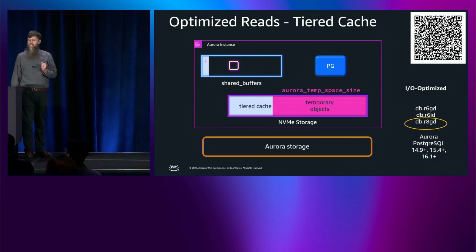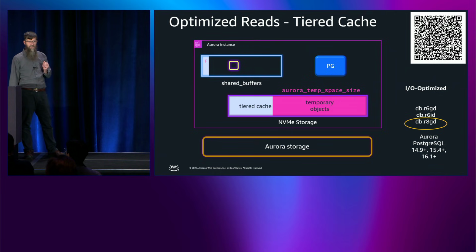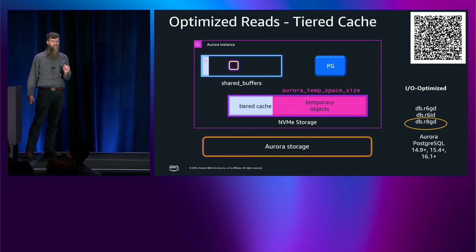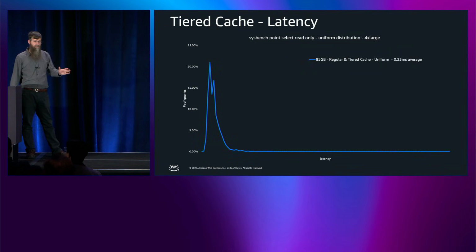So R8GD instance, that's a new one there, and that's the same price as an R6GD, so they're exactly the same price. So you're going to get, I think it's 165% improvement of performance versus an R6G. So for the same price, I think you better go and check it out if you're using tiered cache. And if you're not, maybe give it a look.